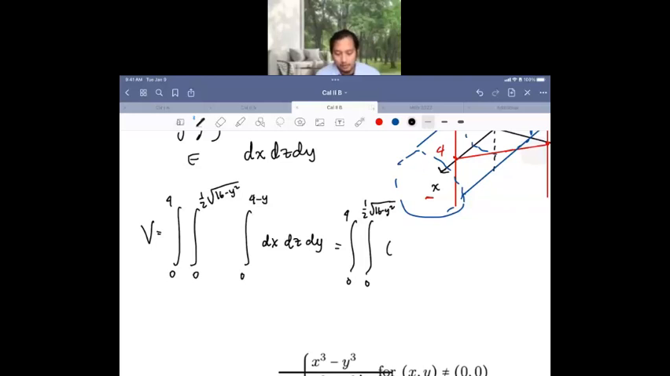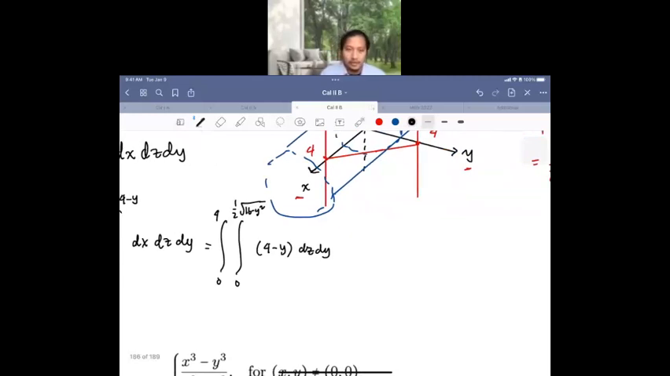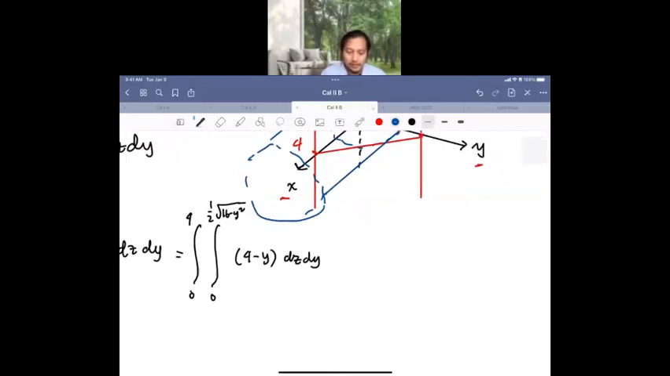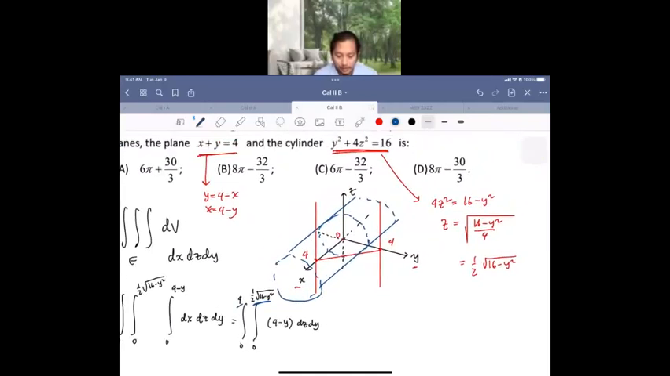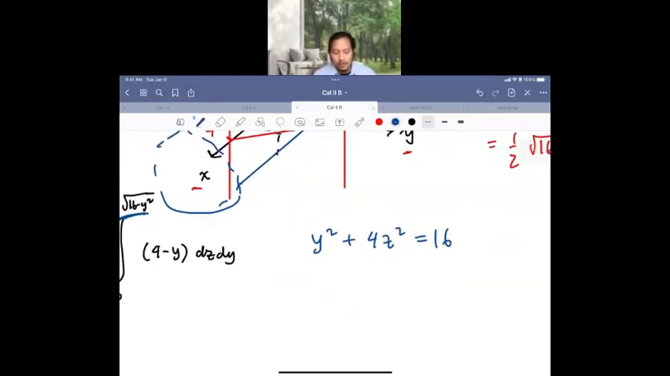And it will be 4 minus 1 dz dy. And since we have these equations, 0, 4, and 16 minus y squared, if we look at the elliptical equation that we have, y squared plus 4z squared equals 16. What should we do to make this into our polar situation, into our circular equation?